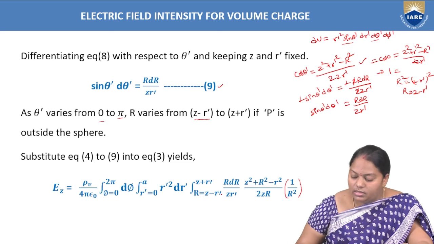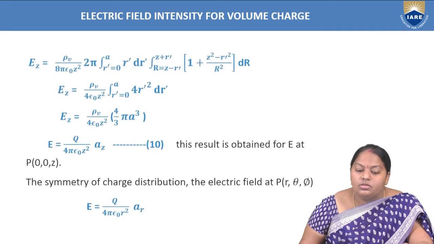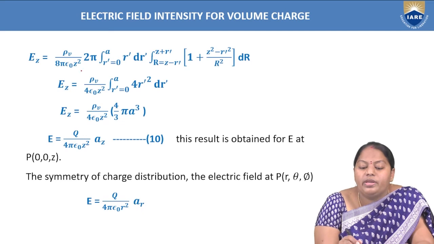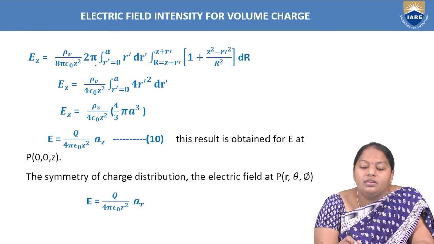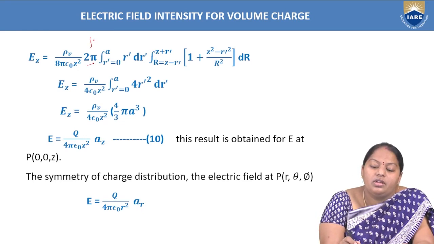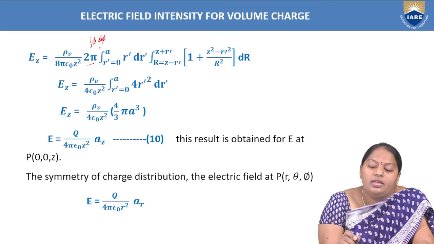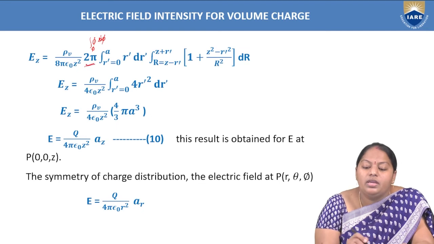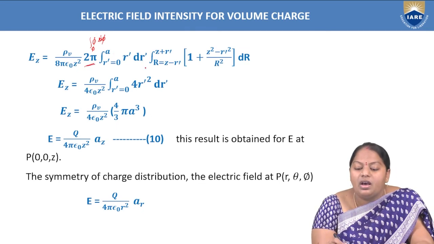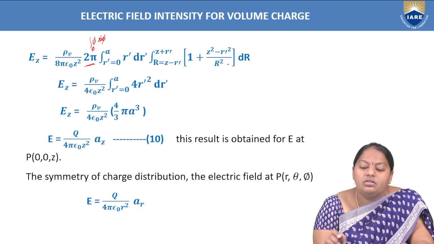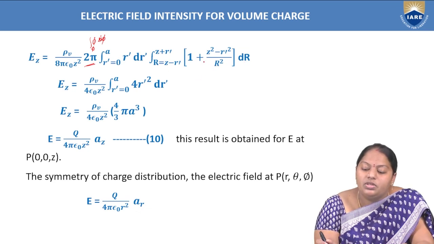Now if you simplify this equation completely, we get rho v by 4 pi epsilon naught z square, 2 pi. So this is the result which we have got: integral d phi with limits 0 to 2 pi, then it becomes 2 pi, r dash equal to 0 to a, r dash dr dash, then capital R equal to... So this is the equation which we have left. Now if we substitute limits and simplify, we get rho v by 4 pi epsilon naught z square.